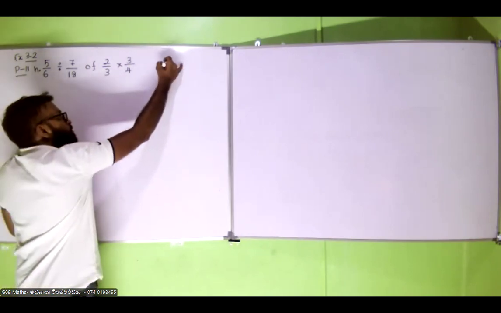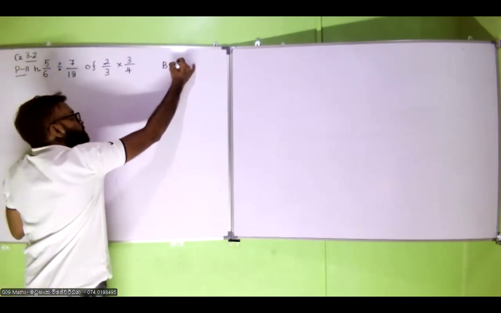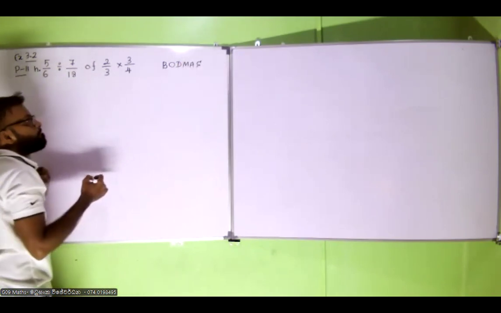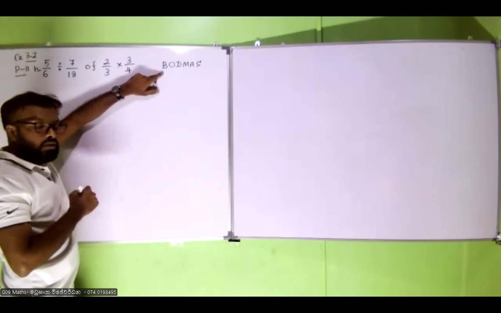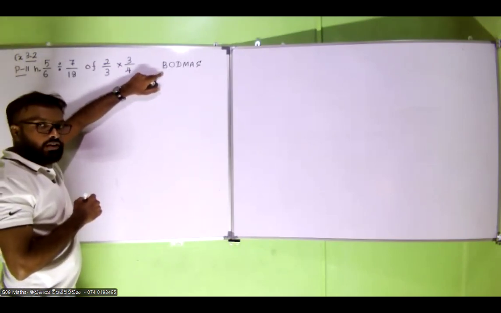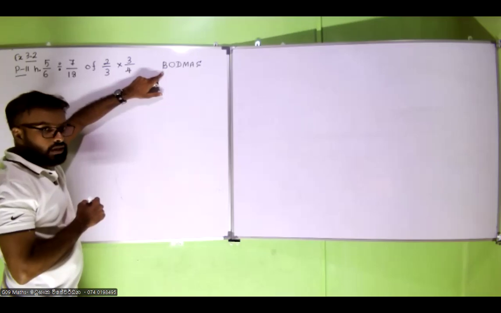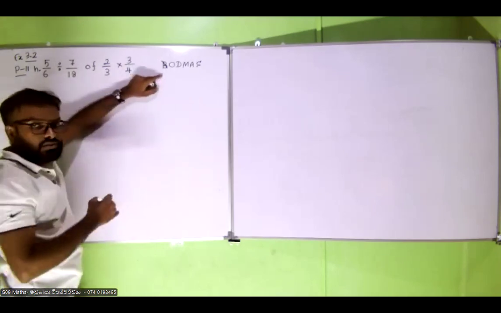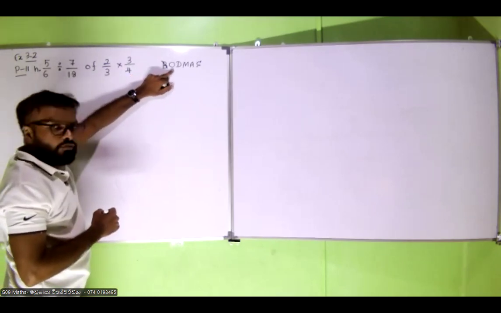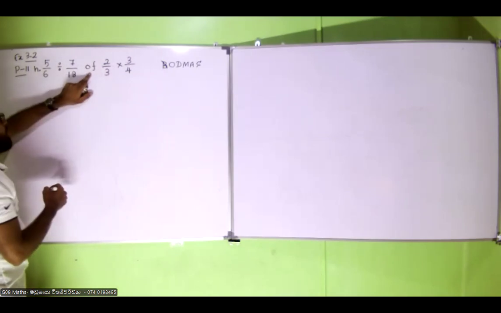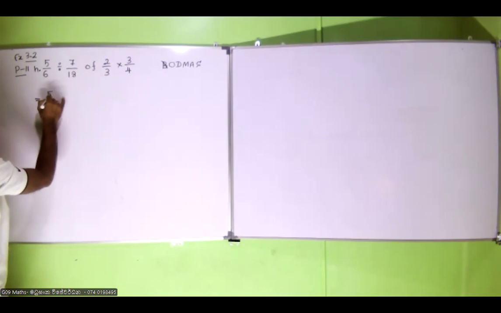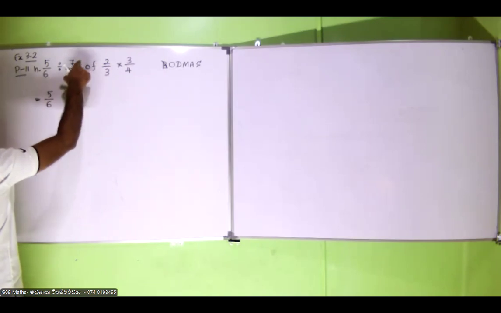So first of all, you need to write BODMAS. First you need to look for brackets. But here you do not find any brackets. Here you have an "of". Equal mark, right? So I am going to simplify this one.